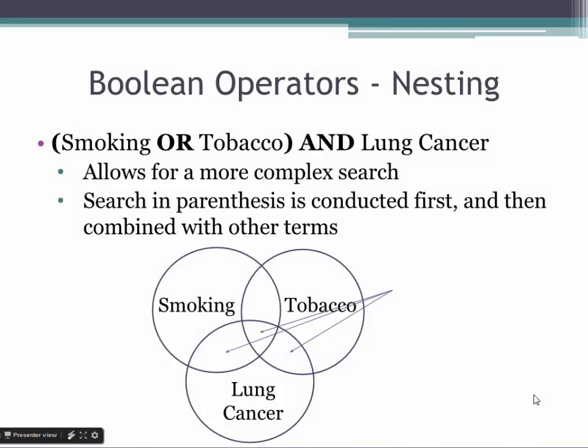And then nesting is also a really powerful thing to use within most databases. So basically it acts as the order of operations in math. Whatever is done in parentheses is done first. So if we said (smoking OR tobacco) AND lung cancer, it would bring back results. They would all have to be on lung cancer, but they could be on lung cancer and smoking, lung cancer and tobacco, or on all three concepts. So this just allows for a much more complex search, and we'll demonstrate that when we combine our searches here in just one second.